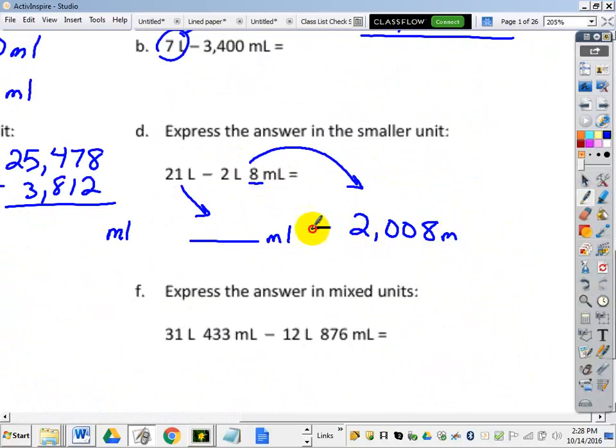Now this is a subtraction problem. So you got to take these 21,000 milliliters minus this 2,008 milliliters, and you're going to have to work out the problem in this area and then get the answer. Okay.